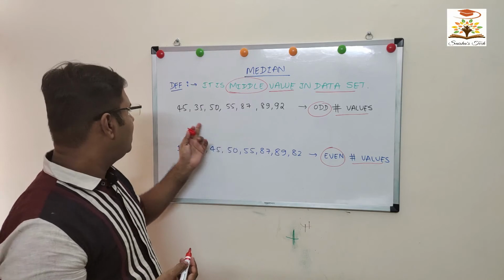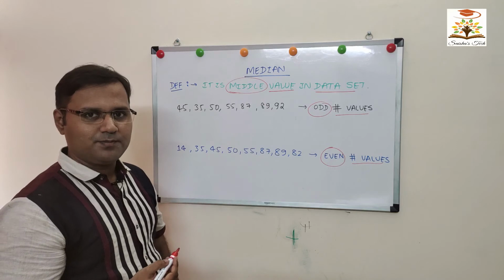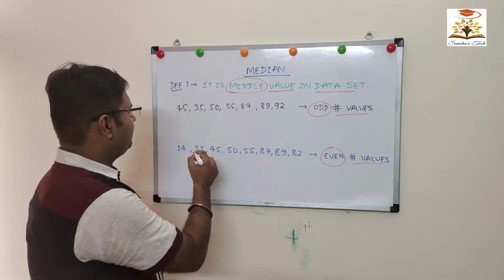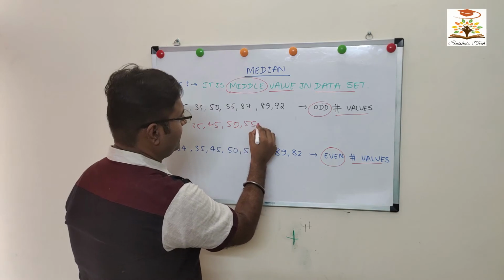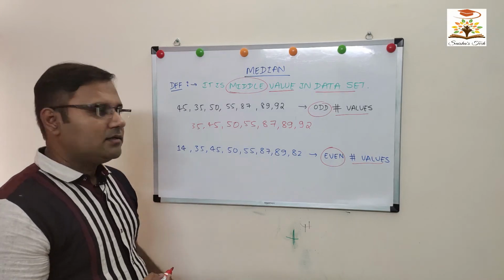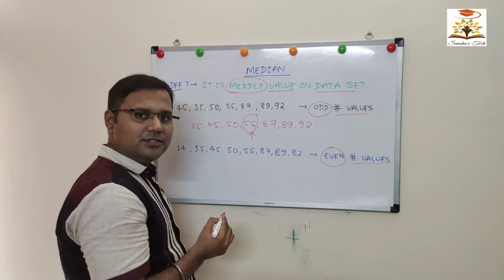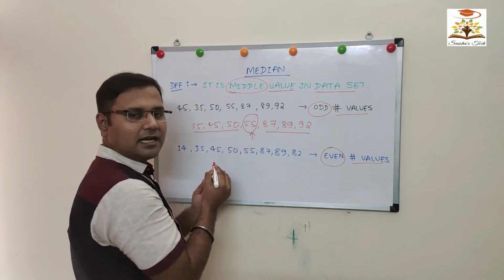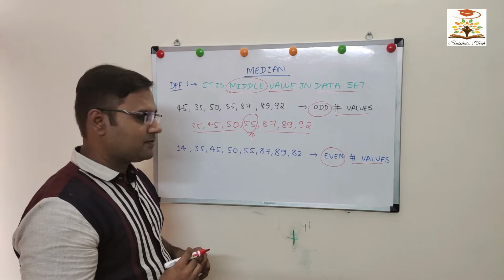This is a data set: 45, 35, 50, 55, 87, 89 and 92. As this is not arranged in order, let us arrange it in ascending order: 35, 45, 50, 55, 87, 89 and 92. Median value is the middle value of the data. As you can observe, after 55 there are 3 values, and before 55 there are 3 values. Hence 55 is the median value of the data.